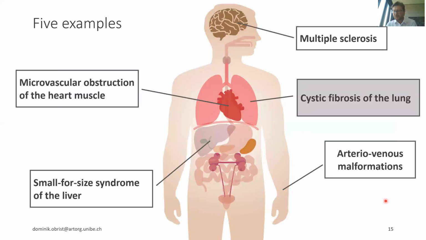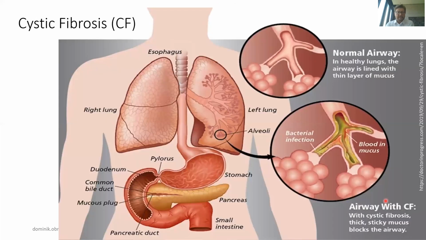Let me show you this for the third example, cystic fibrosis of the lung. Cystic fibrosis is a congenital disease of the lung. It's a chronic disease. It leads to formation of mucus inside the airways, mostly smaller airways, or starts in smaller airways, and impairs the proper ventilation of the lung, might even lead to the complete blockage of parts of the lung.